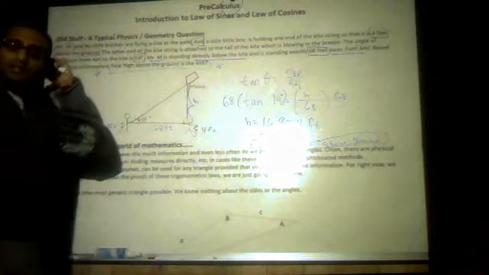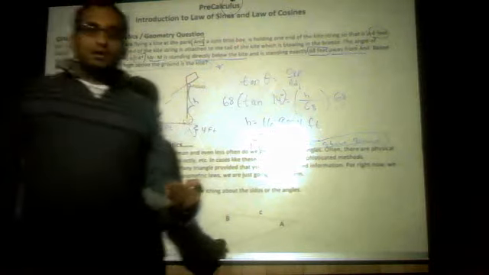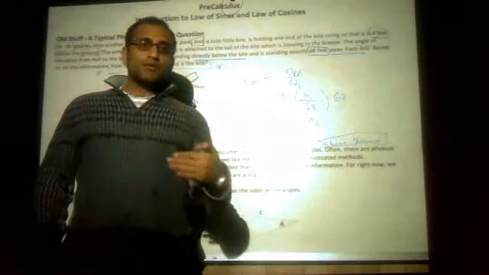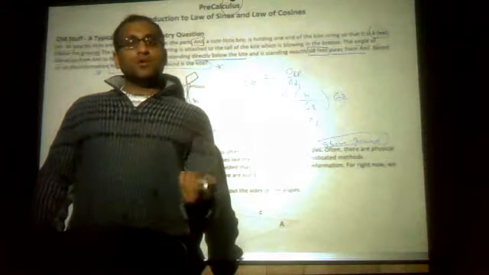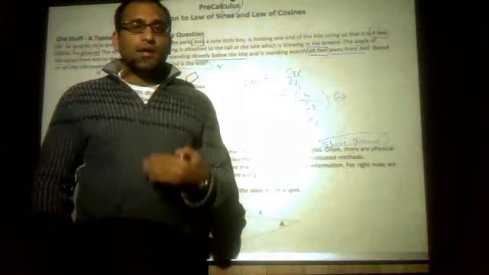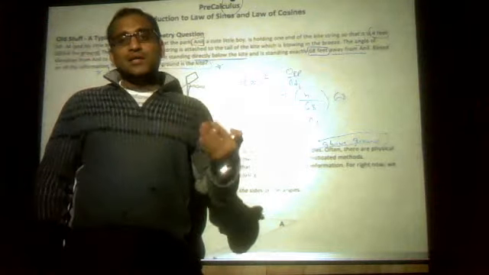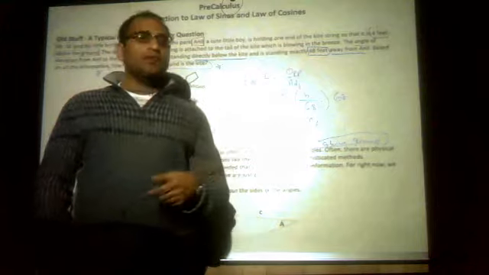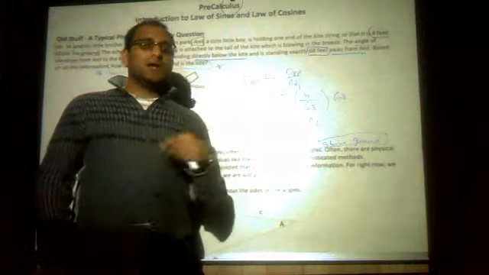They occur all the time. So that's what we're going to be learning today. We're going to be using certain laws and rules, called the law of cosines and the law of sines, in order to determine what angles or side measurements would be if a triangle does not have a 90-degree angle.